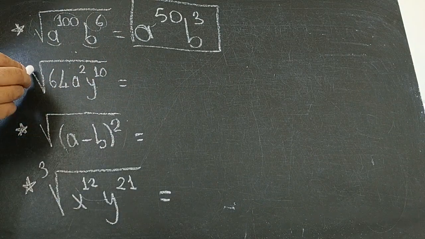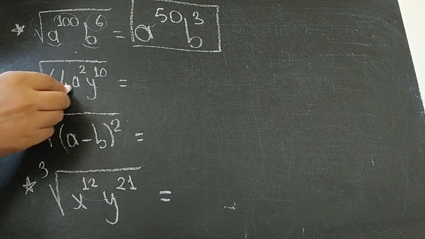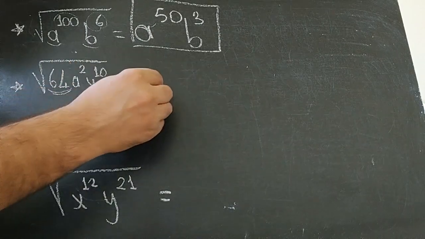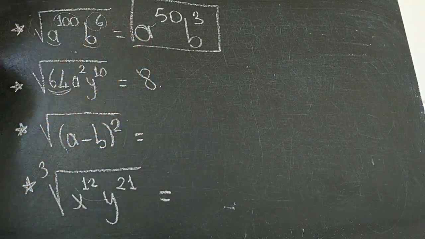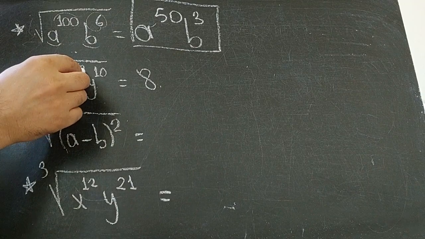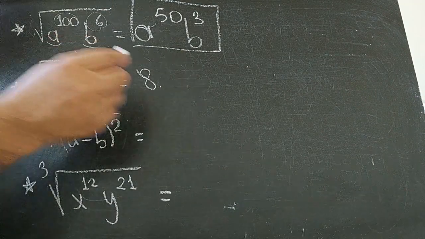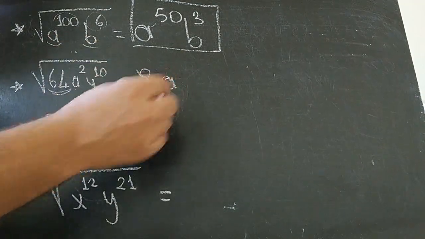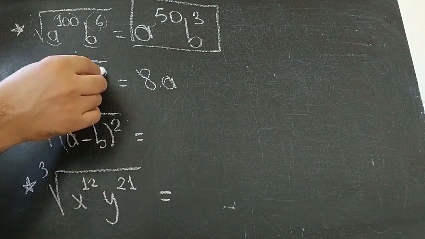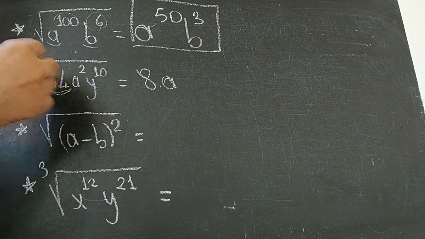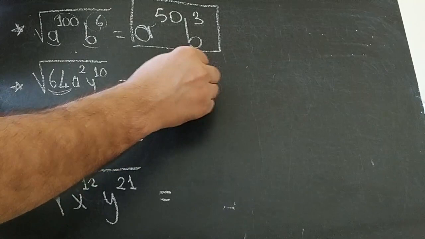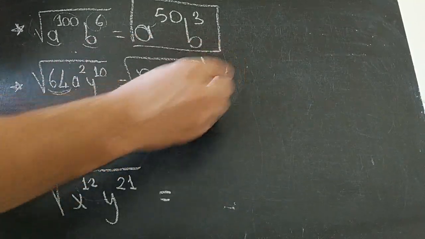So again, square root. So square root of 64 is 8. And a power 2 divided by 2 is going to be 1. That will be a. And y power 10 divided by 2 will be 5. Y power 5. That will be my final answer.